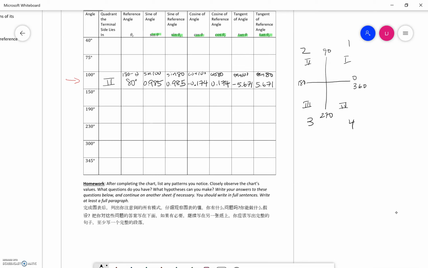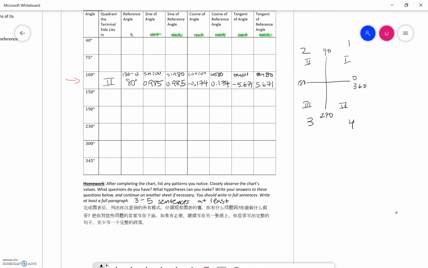Write in full sentences and write at least a full paragraph. By a full paragraph, I mean about 3 to 5 sentences in general. This is not a strict rule, but approximately 3 to 5 full sentences should be written. If you want to write more, that's fine. We should have at least 3 to 5.